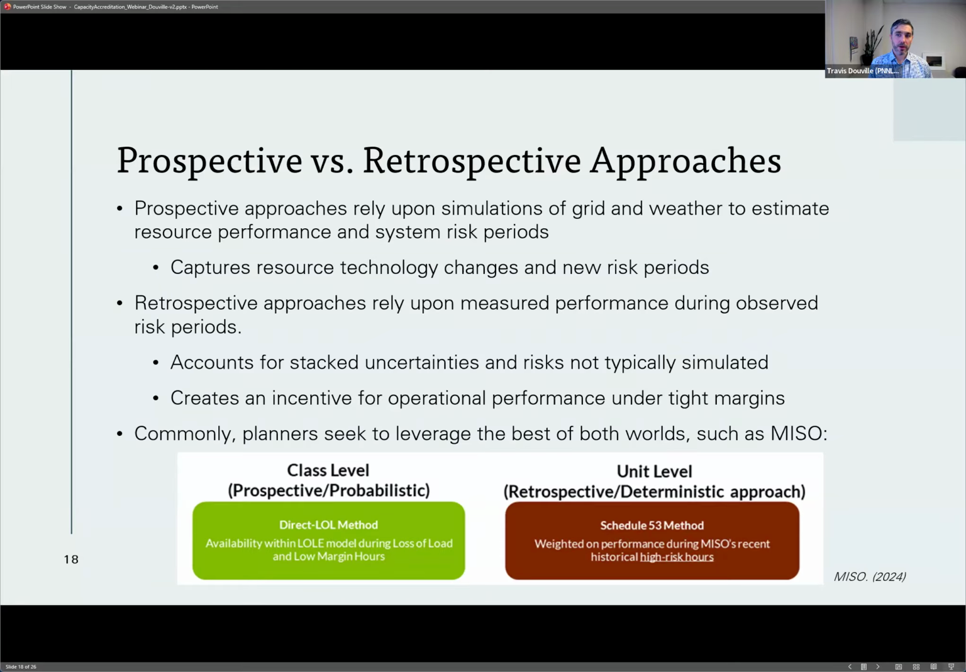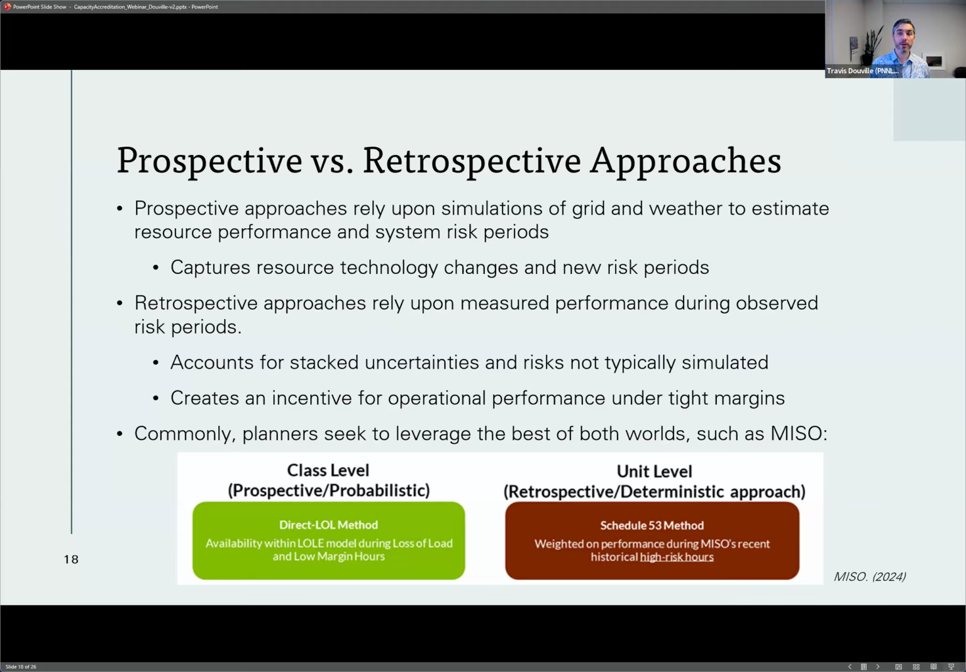Retrospective approaches rely upon measured performance during observed risk. Retrospective approaches can rely upon measured performance, which allows one to credibly stack uncertainties and risks that aren't typically simulated. By leveraging history, retrospective approaches reward operational performance under tight margins and thereby create an incentive. Either of these can use deterministic or probabilistic approaches.